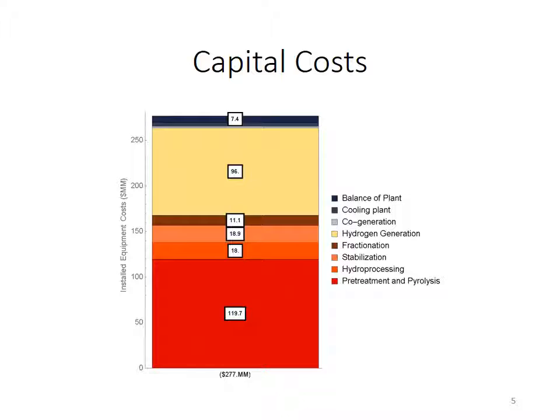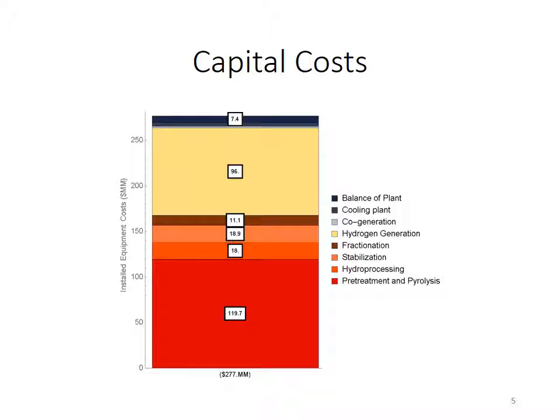The capital cost for a 2,000 ton per day fast pyrolysis facility is estimated at around $277 million. The big contributors to that cost are the pretreatment and pyrolysis sections. This includes the drying, grinding equipment, and the pyrolysis reactor itself. Some of this equipment is fairly large, particularly the dryers, and so they contribute a significant portion of the cost. The second largest portion of the cost is the hydrogen generation.